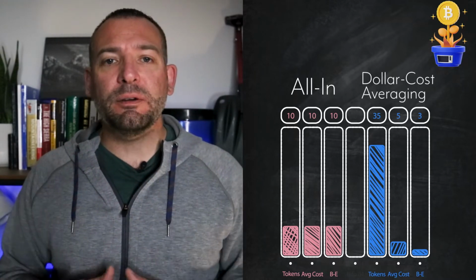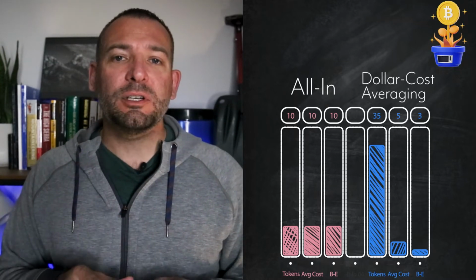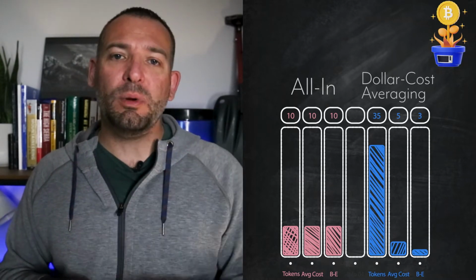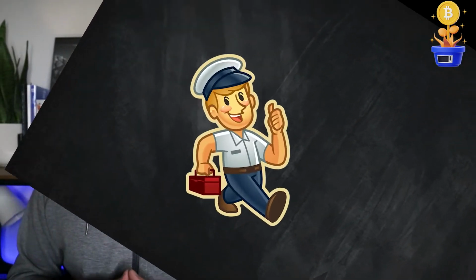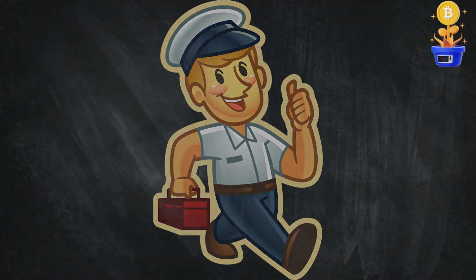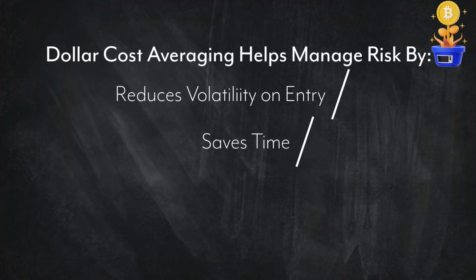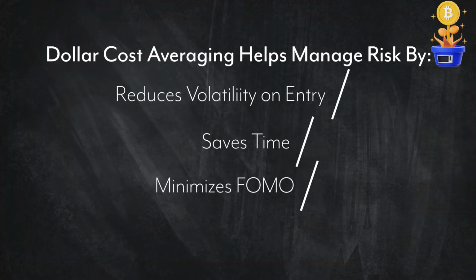That's a meaningful difference. And given how risky crypto is, dollar cost averaging is a great tool to have in your toolbox. In the world of crypto, with so many pump and dump operations, dollar cost averaging can really help to manage your risk by reducing the impact volatility has on your entry point. It saves you time because you're not trying to perfect your entry, and it helps minimize the impact of greed and fear on your investment decisions.